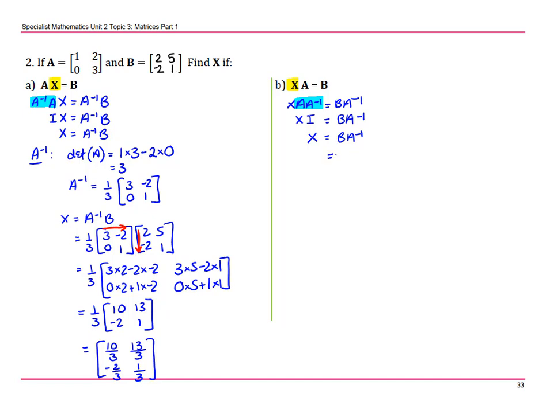Now we already have our inverse of A, so this is going to be 2, 5, negative 2, 1 times by 1/3, 3, negative 2, 0, 1. Now multiply it by the scalar last. Now I could have just saved that line and done this straight off.